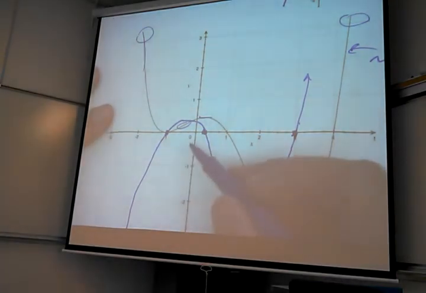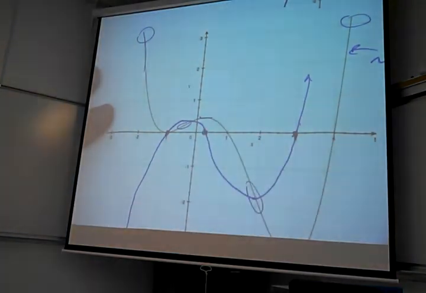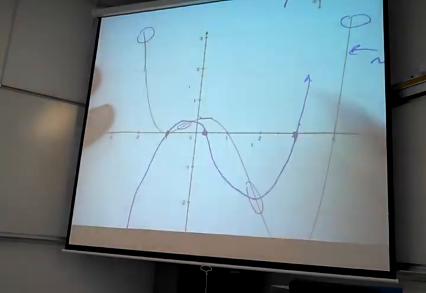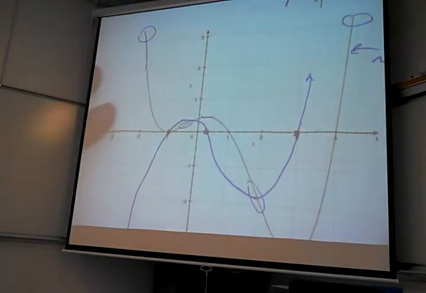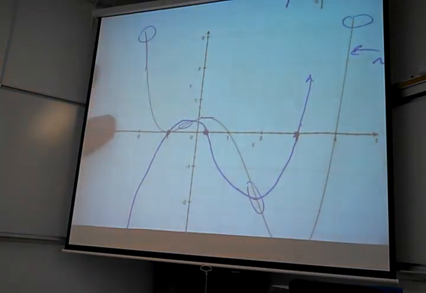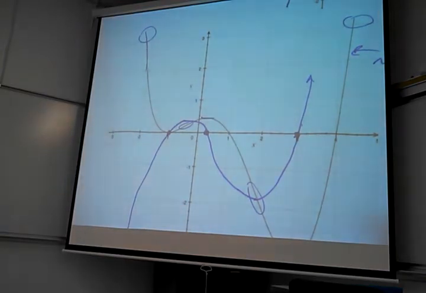How many turning points are there? 1, 2, 3 turning points with up. It could be 6, but I'd say 4. It might be 6. Who knows? But I'd say 4. How did you get 4 out of this? Because there's 3 turning points. 3 turning points has got to be at least a 4th degree thing, right?